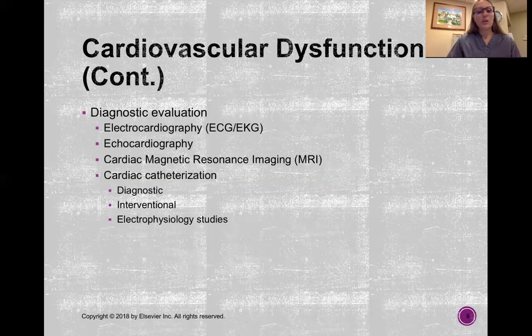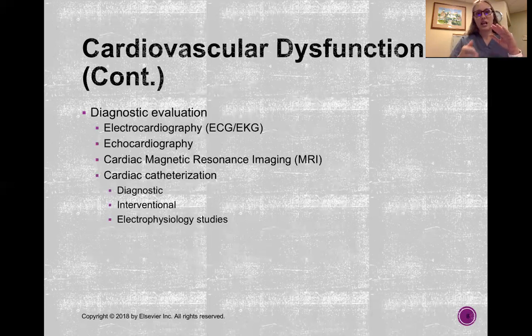When we move into catheterization, we can utilize it for diagnostic studies, because we can utilize dyes. We can also measure pressure. So we can look at the pressures that are present within the heart in various areas of the heart.